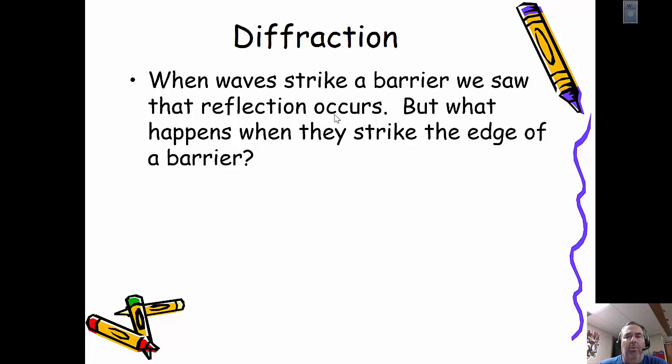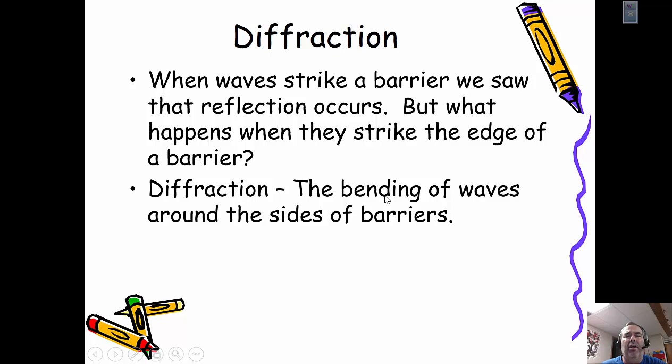So we saw what happened when it hits a surface directly and bounces off, that's reflection. But what happens when it strikes the edge of a barrier? When it strikes the edge of a barrier and wraps around that barrier, that's when you're going to notice diffraction occurring. Diffraction is that wave that bends around a barrier, bends around a surface. Let's go ahead and talk about this.